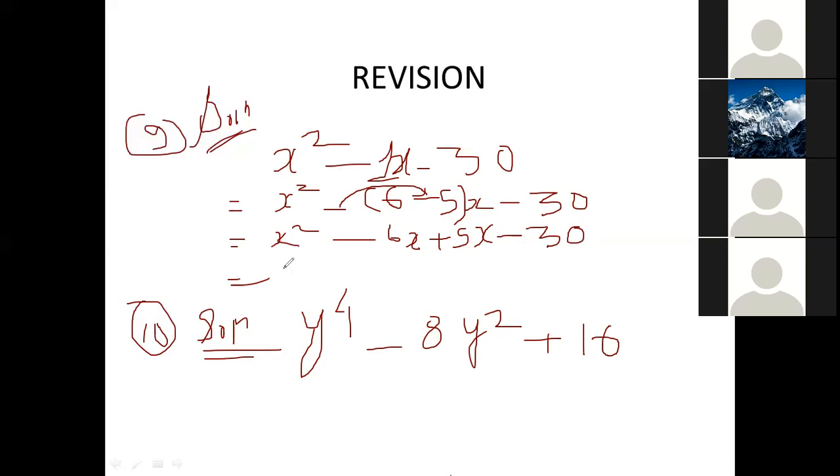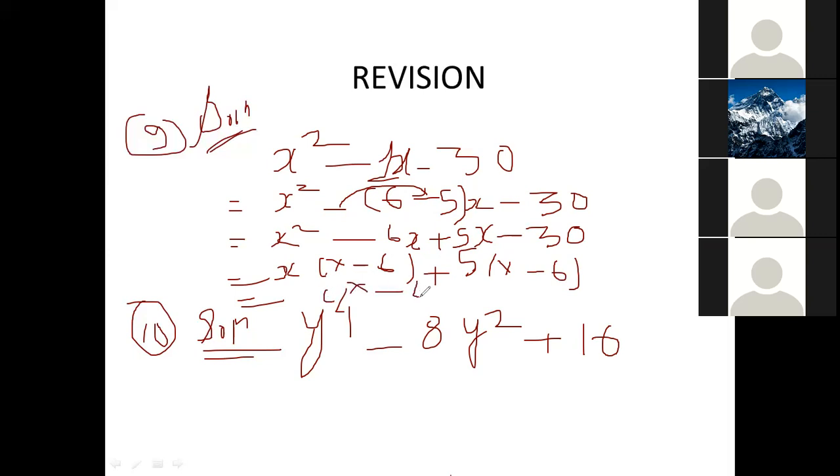4 terms. Now let's take common factors. X is common here, okay, children. Then what remains? X minus 6. Then plus 5 common, 5x minus 6. Yes, here 5 is common. Here also x minus 6 is left. You are absolutely right.